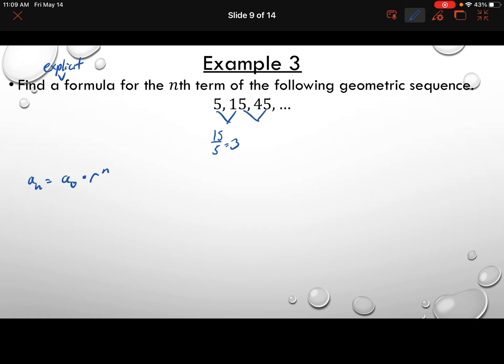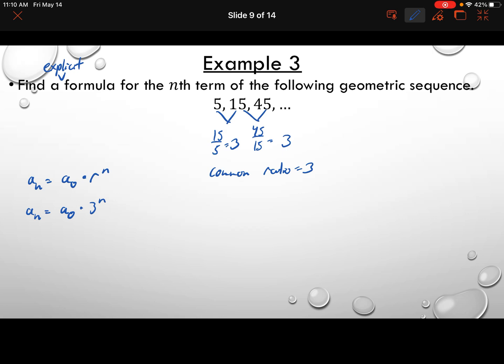Let's do 15 and 45. 45 divided by 15 is equal to 3. So it looks like the common ratio, or the number that we're multiplying by repeatedly, is 3. All right? So common ratio is equal to 3. So we have a sub n is equal to a sub 0 times 3 to the n power. So once again, 3 has the exponent because that is the number that we are multiplying repeatedly by. Okay, that is the common ratio between consecutive terms.